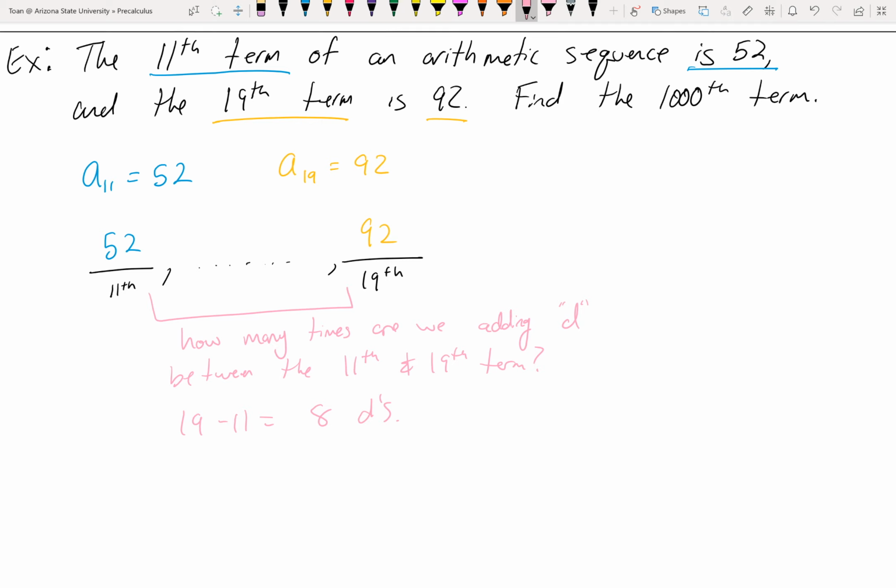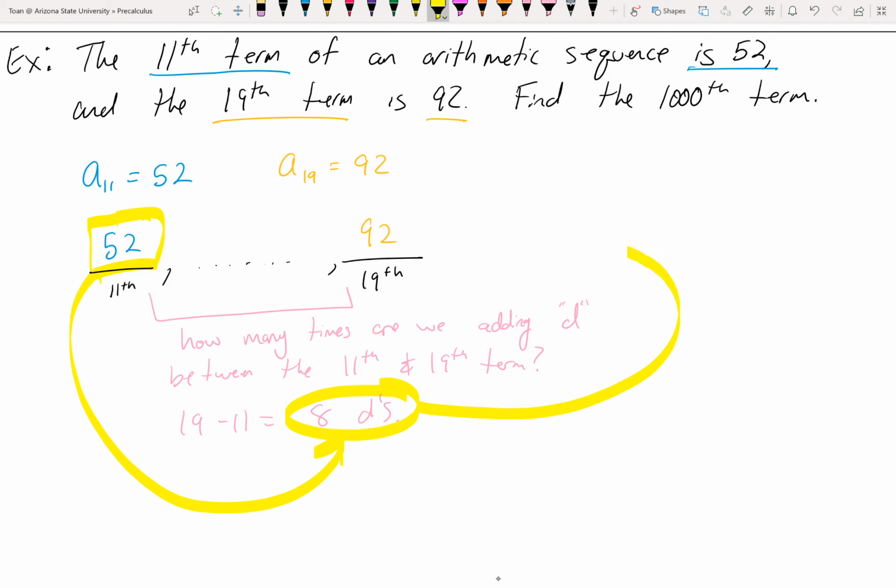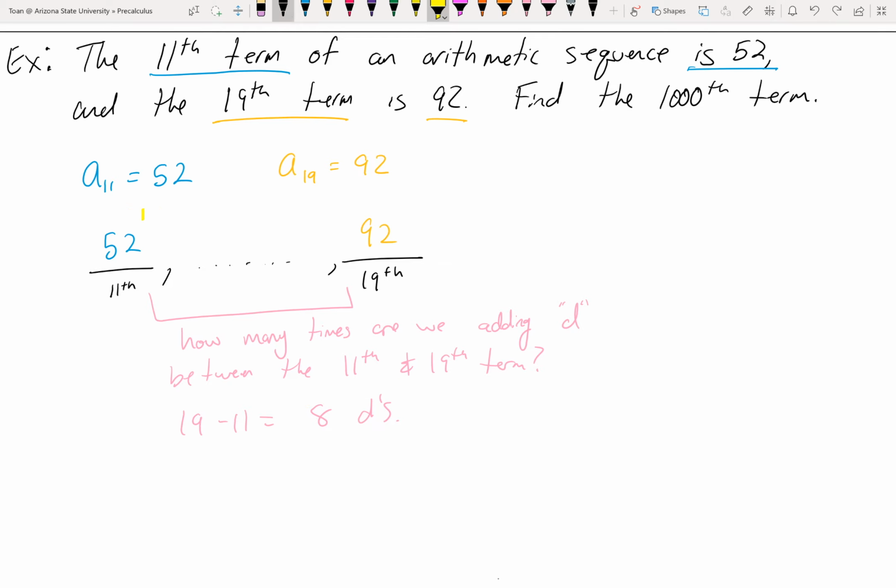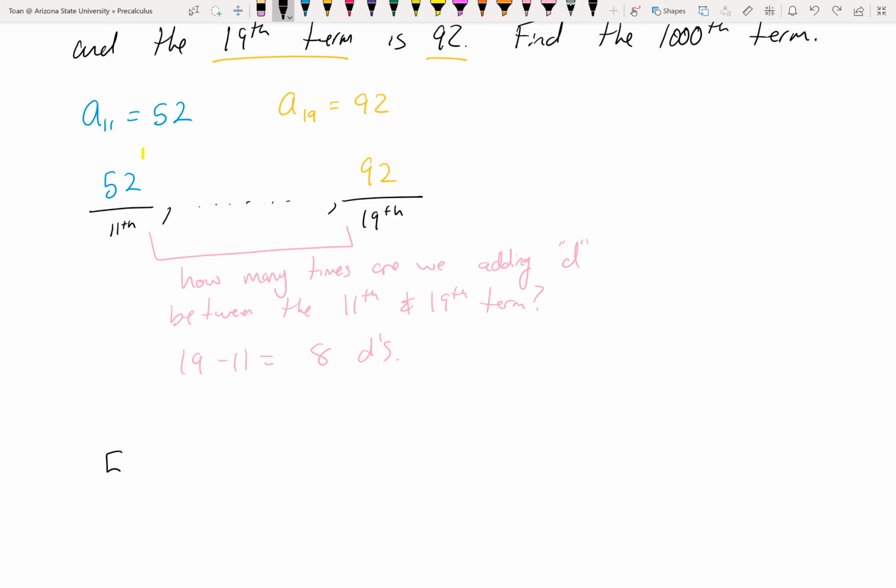So what? Well, since this is arithmetic, we know if we start at 52 and add 8 d's, what number should we end up with? We should end up with 92. We can write that as an equation, right? If we start at 52 and then add 8 d's, we should end up at 92.